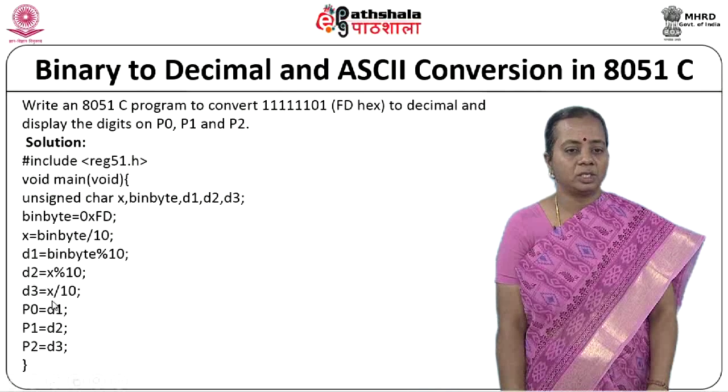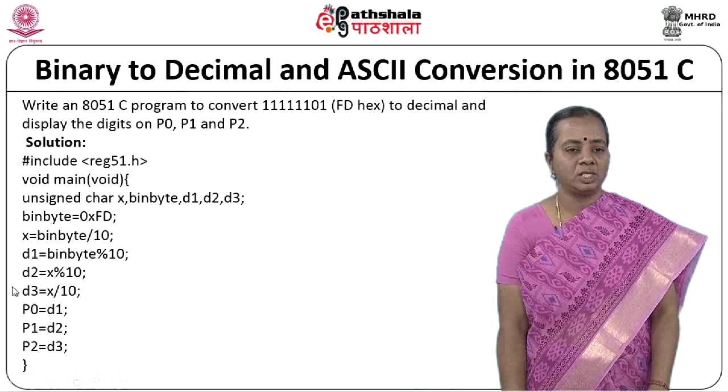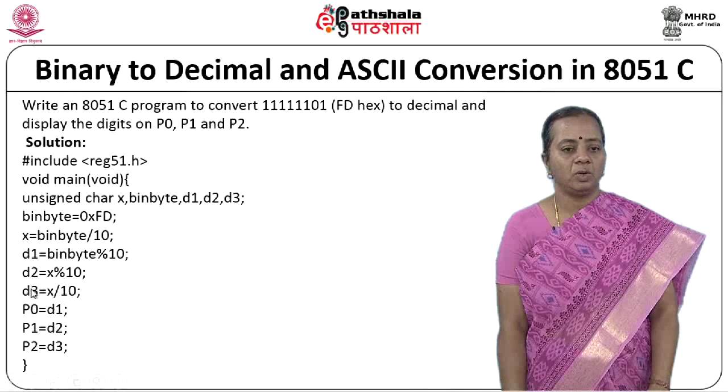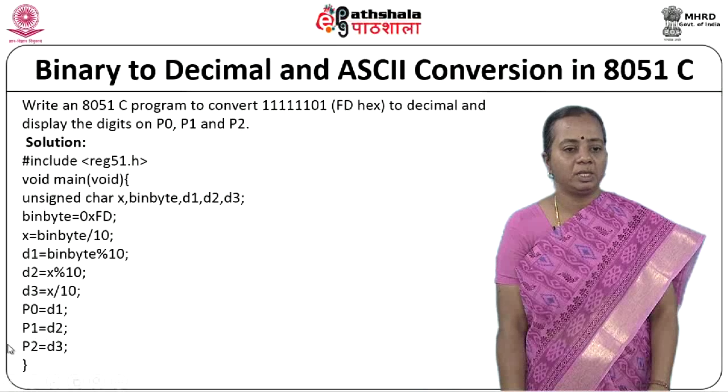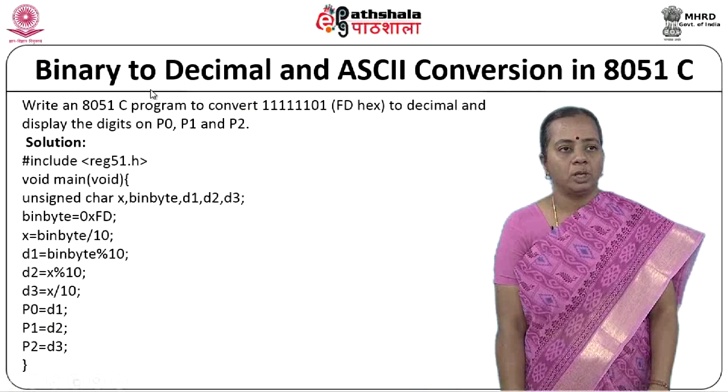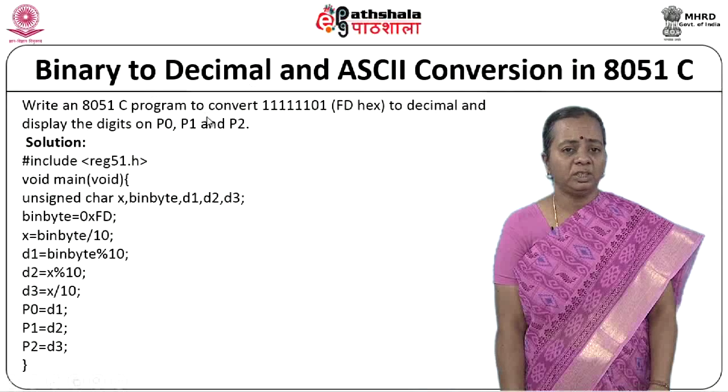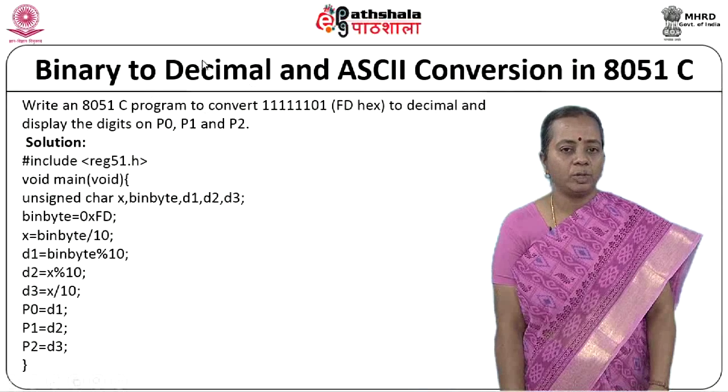Then for the third digit, x divided by 10 is your third digit. So, if I have a 3 digit number, then it can be generated with this particular code. Now, D1, D2, D3 are the values which will tell you about the first digit, second digit and third digit. Now, I am moving the values to P0, P1 and P2, so that D1 is displayed at P0, D2 is displayed at port 1 and D3 is displayed at port 2. So, you just see that this is the code for binary to decimal conversion.